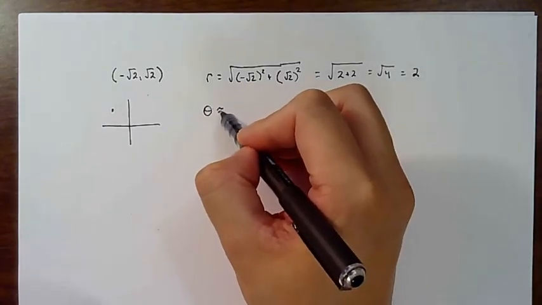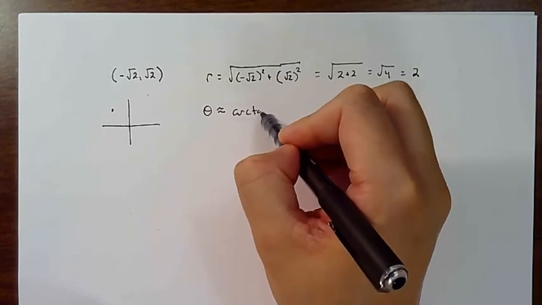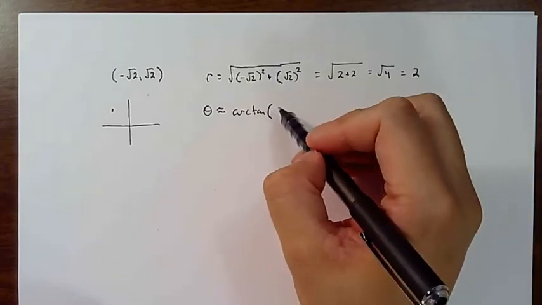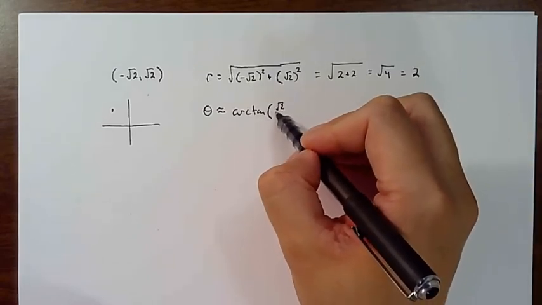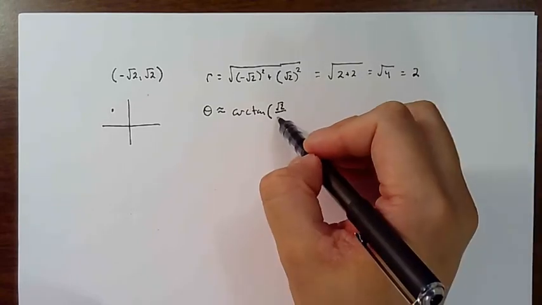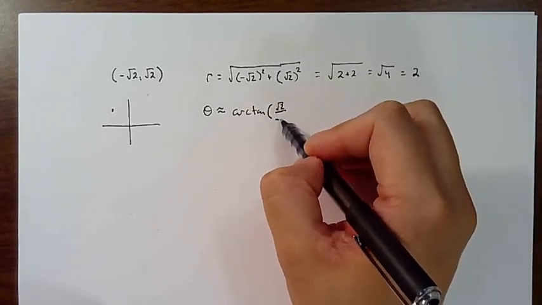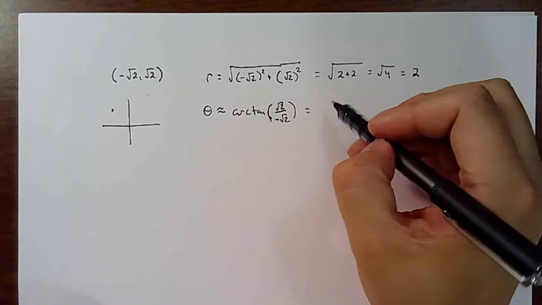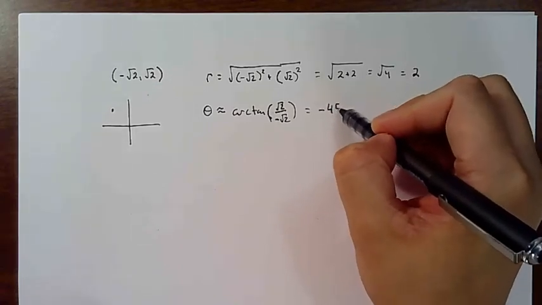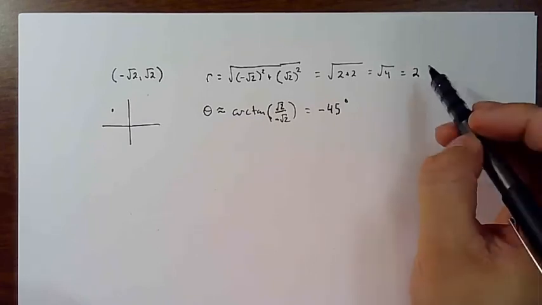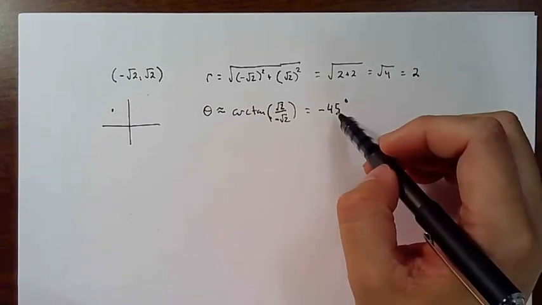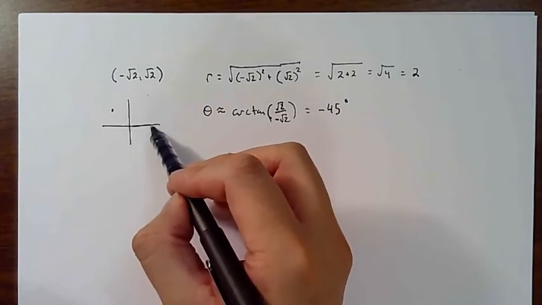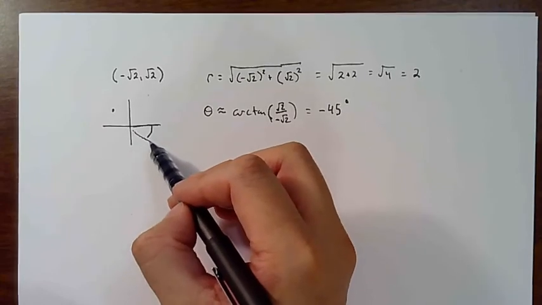And then theta is going to be something like the arctan of square root 2 over negative square root 2, y over x. Okay, so when we do the arctan here, we get negative 45 degrees. Now our r was positive, so let's think about where this is going to lie. So this gets swept out negative 45 degrees from the positive x-axis. So we're doing this, and then we're venturing 2 out like this.